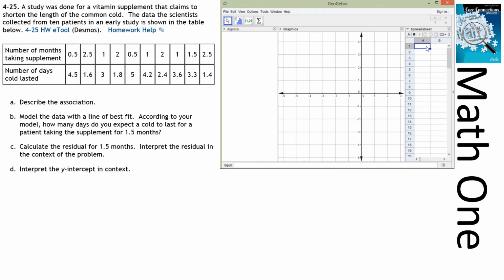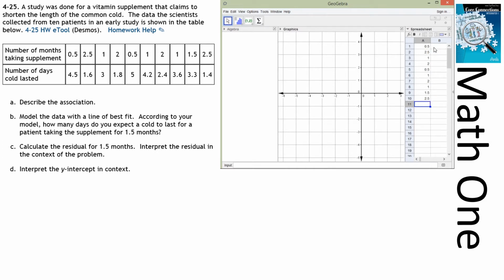So we've got 0.5, 2.5, 1, 2, another 0.5, 2 months, 1 month, 1.5 months, and then 2.5 months. So you can see the least amount of time that someone had reported taking the supplements was a half of a month, about 14 days, and the longest was 2.5 months.